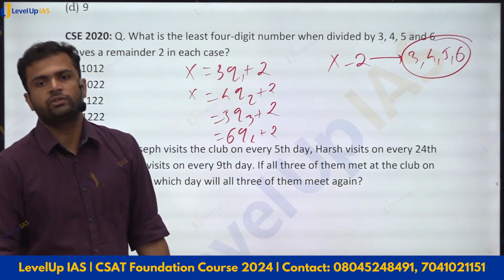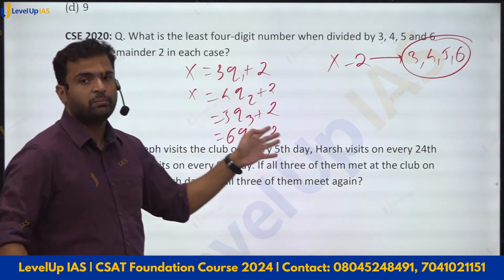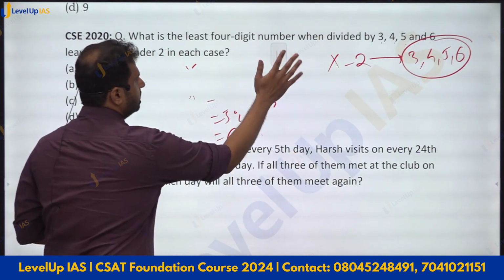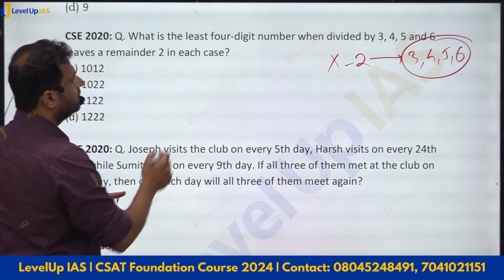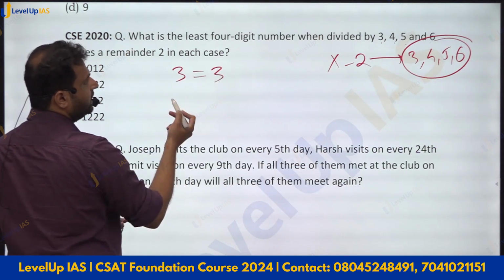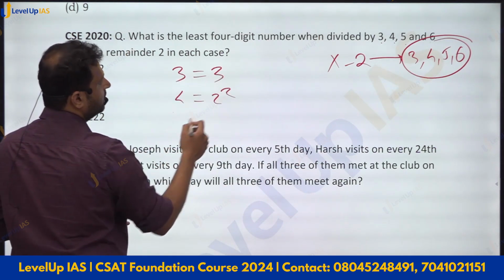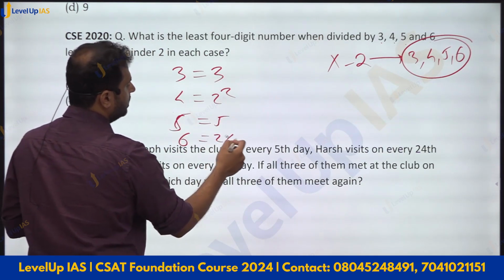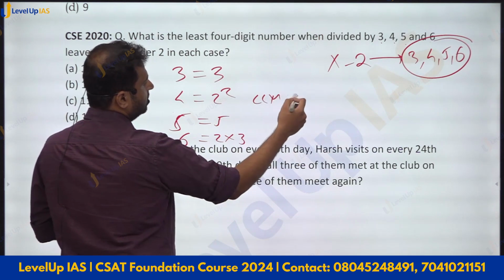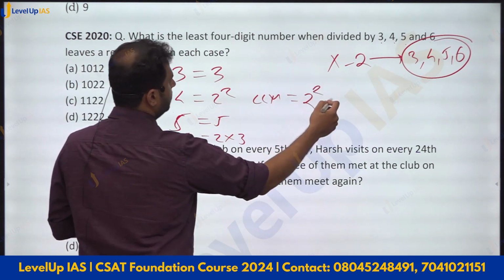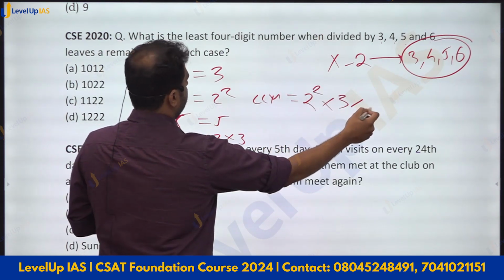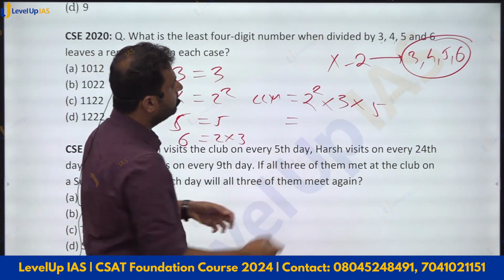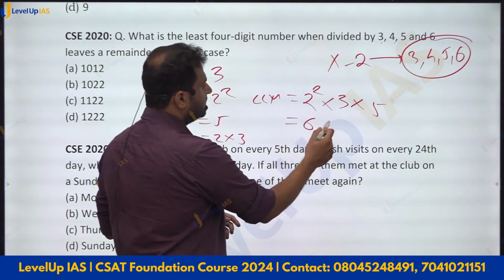That is, x minus 2 is a common multiple of all these numbers 3, 4, 5, 6. Where have we heard this term common multiple? In LCM chapter, least common multiple. So we find out the LCM of 3, 4, 5, 6. 3 is 3, 4 is 2 square, 5 is 5, 6 is 2 into 3. So LCM is the maximum power of 2, maximum power of 3, maximum power of 5, which is equal to 60. LCM is 60.